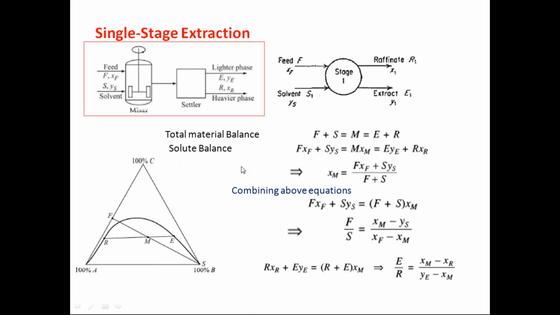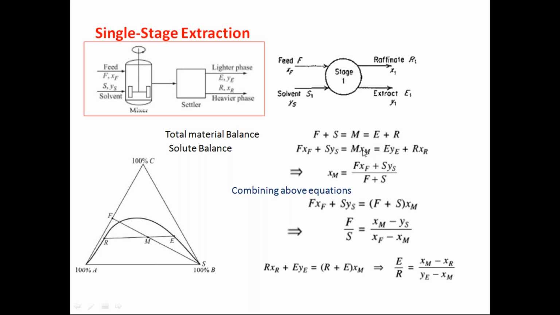So when you do the solute balance, you have to multiply the quantities with the qualities. Then the feed into its composition, plus solvent into its composition, should give the mixture and its composition. See, this mixture is not a homogeneous mixture. The feed is homogeneous, the solvent is homogeneous. When you add the feed and solvent, the mixture M is not a homogeneous phase, it is a heterogeneous phase, and it will have this much concentration of the solute.